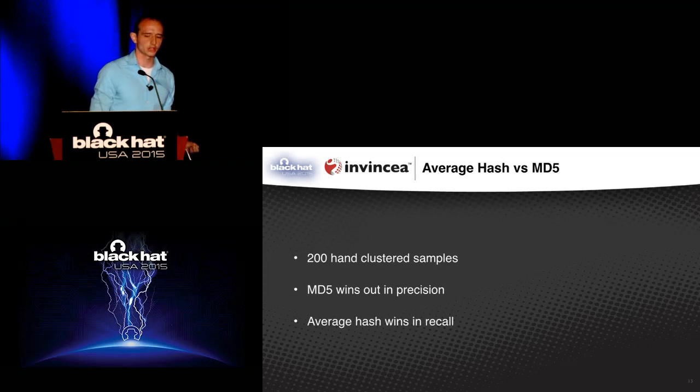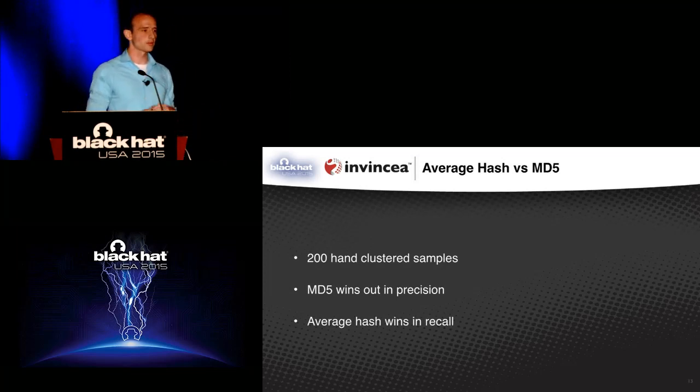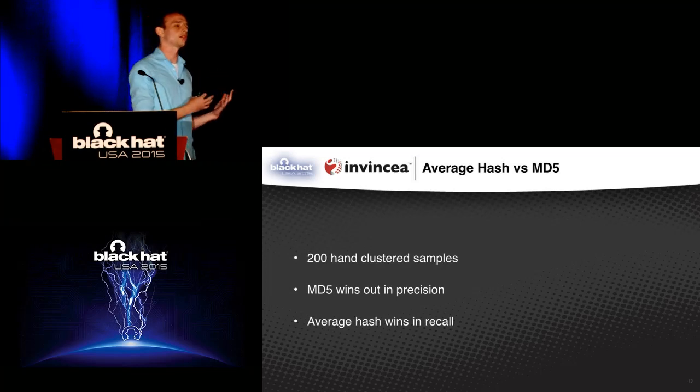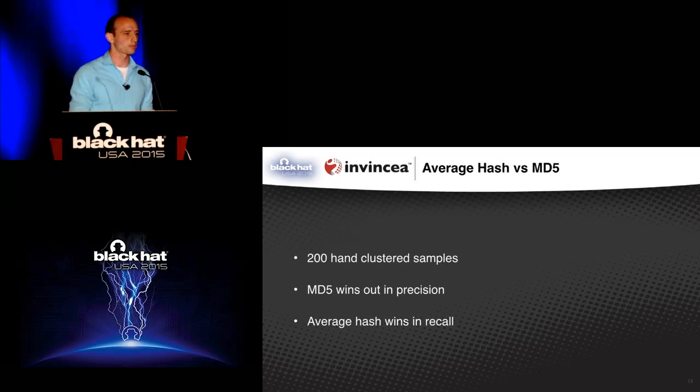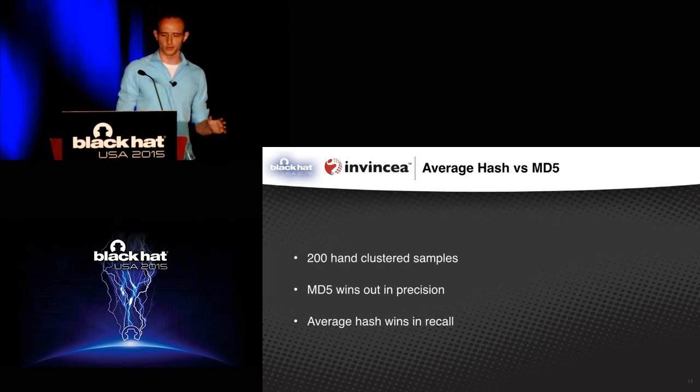We evaluated average hash compared to MD5. To do this, we hand clustered 200 malware samples in terms of whether or not they had similar images. And we found that MD5 had better precision, which means basically it got less things wrong. But average hash had better recall, which means it got more things right. And that may be a little confusing if your statistics are rusty.